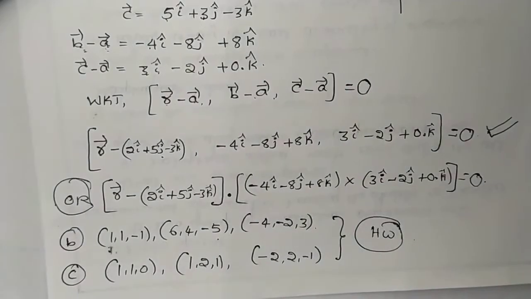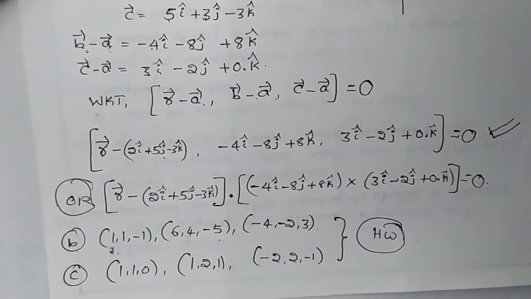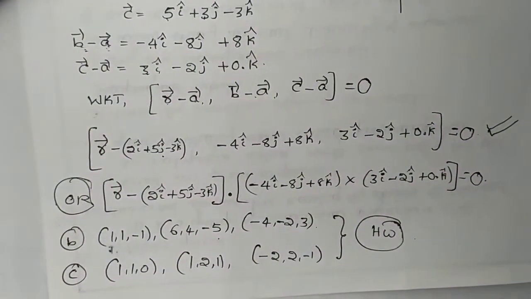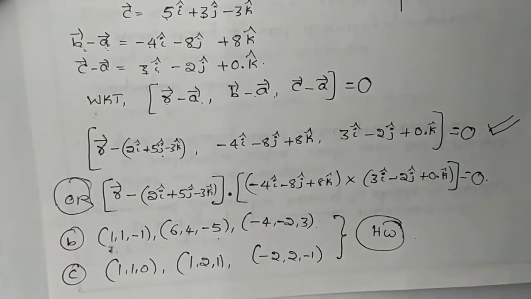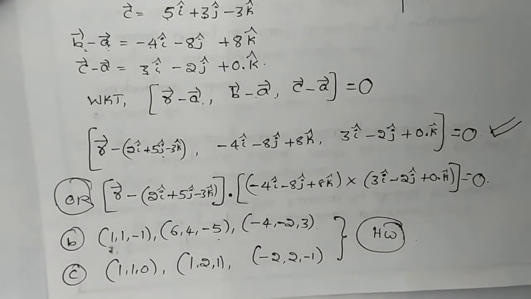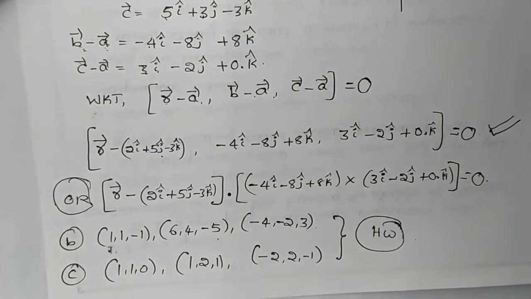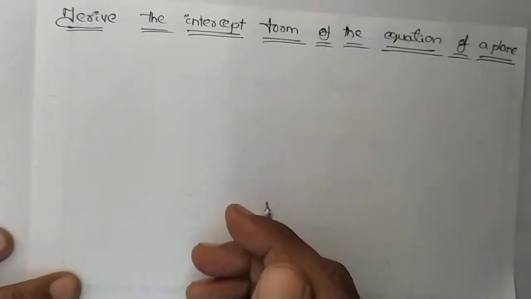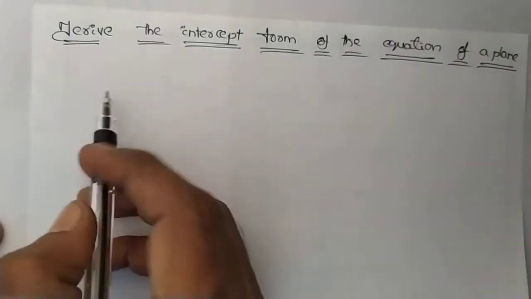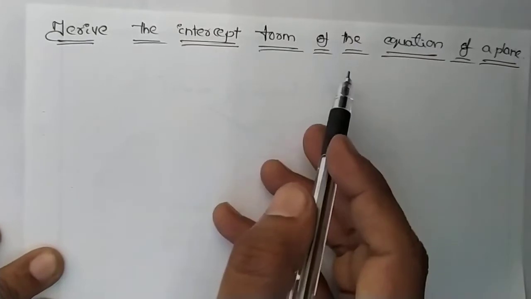Hence, it is the concept of the equation of a plane passing through 3 non-collinear points. We derived the derivation along with the problems also. Now let us move on to the next derivation. Now we are going to learn the next derivation, to derive the intercept form of the equation of a plane.